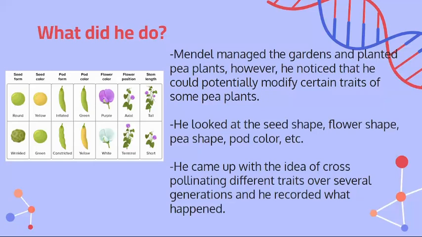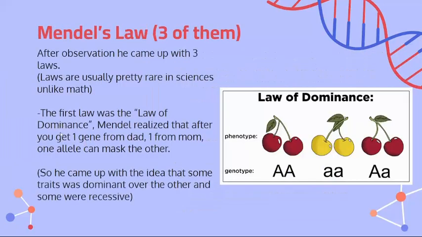So he came up with the idea of, hey, what if I cross-pollinated all of these, and what will happen? So this guy, he took maybe a green pea plant, and he cross-pollinated it with a yellow pea plant. And he was like, what would happen? Or what if I cross a wrinkled green pea plant with a round yellow pea plant? What would happen? Obviously, he did it. So he came up with certain laws. The first idea he came up with was the law of dominance.